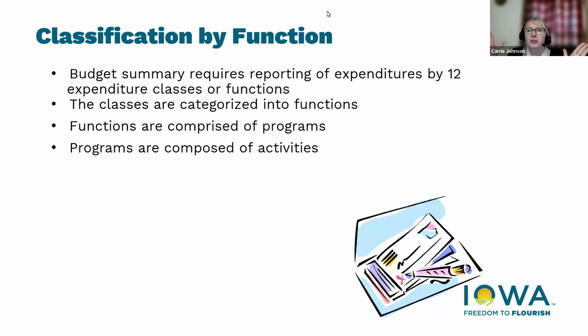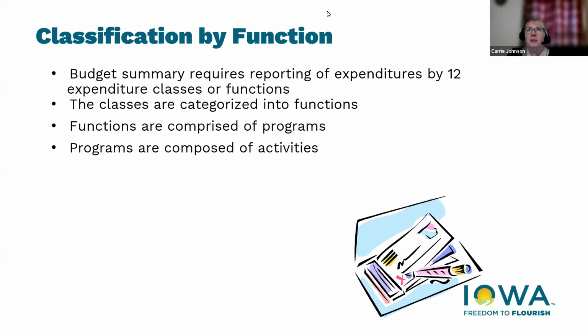When we talk about those major funds, we also look inside those funds and ask, what are the different types of expenditures that counties make? In the budget summary, if you looked at a budget, you'd see a summary page that reports expenditures by different classes or functions. And within those classes and functions, there are different programs, and programs are comprised of different activities.